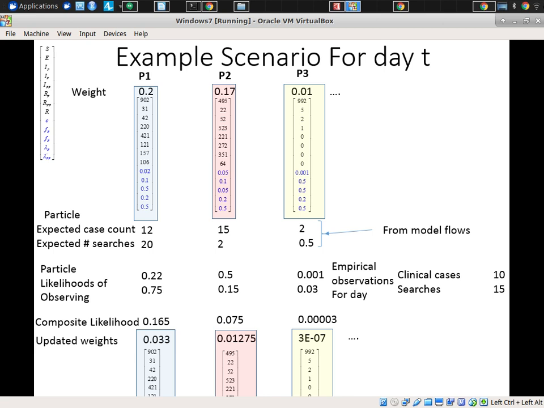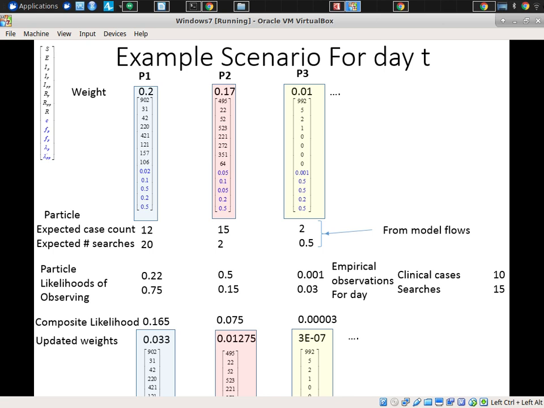Particles which posit extremely low probability of searching, for example, this one here, 0.05, are going to expect fewer searches. Similarly, particles that posit a very low C, this is 0.01, may expect very few new cases. So the particle state vector will dictate the number of expected searches or reported cases that are captured. We then judge each particle in terms of its expectation. How likely is it, given that expectation, that it would observe this number of clinical cases? And that takes into account our likelihood function.